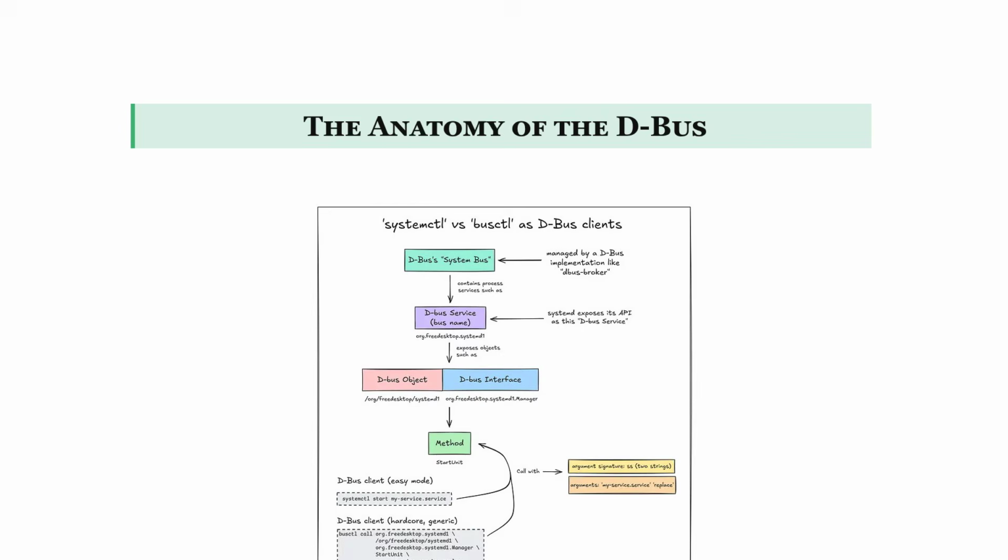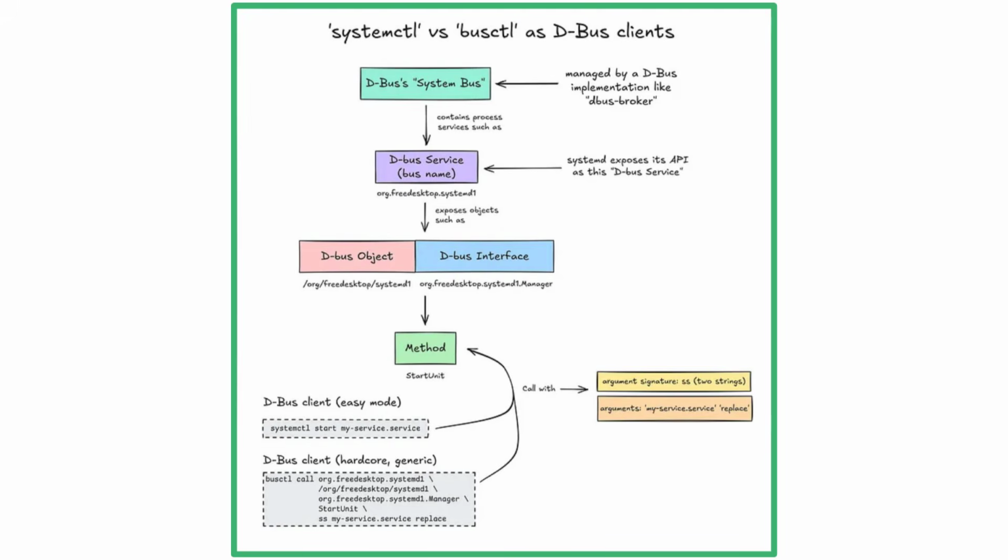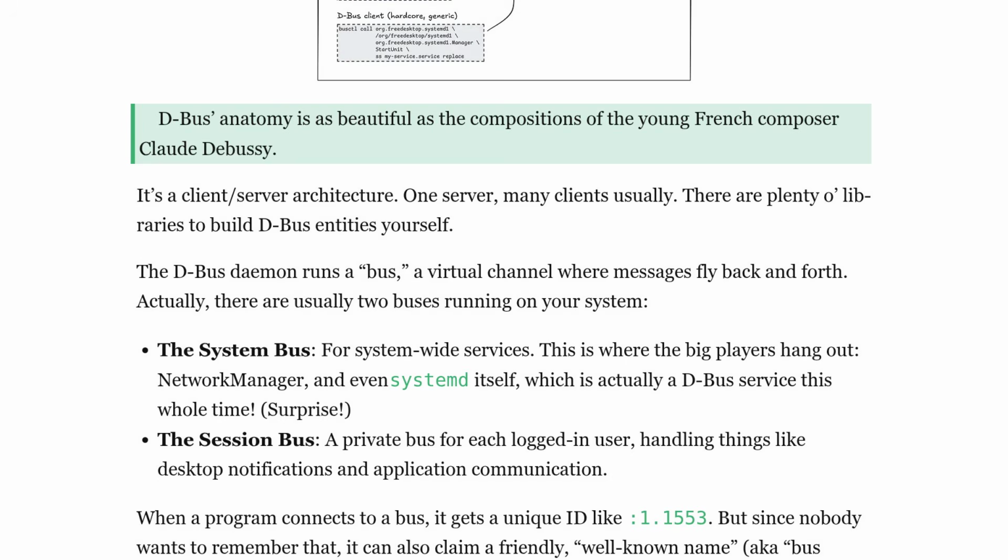The anatomy of the dbus. Image description: this image compares two calls which are effectively the same. One done via busctl, a generic dbus utility. The other done with systemctl, a Systemd custom CLI interface to perform the communication with Systemd, which ultimately resolves into calling dbus. Dbus's anatomy is as beautiful as the compositions of the young French composer Claude Debussy.